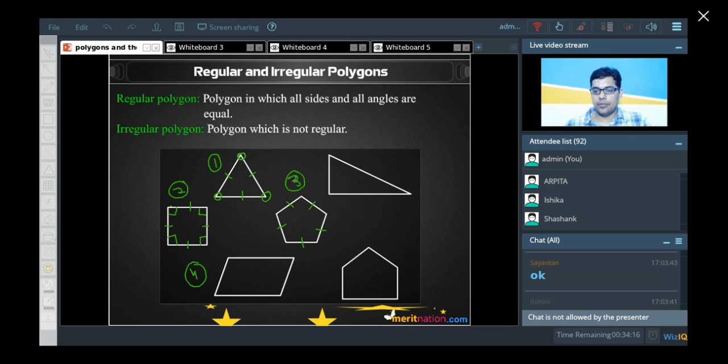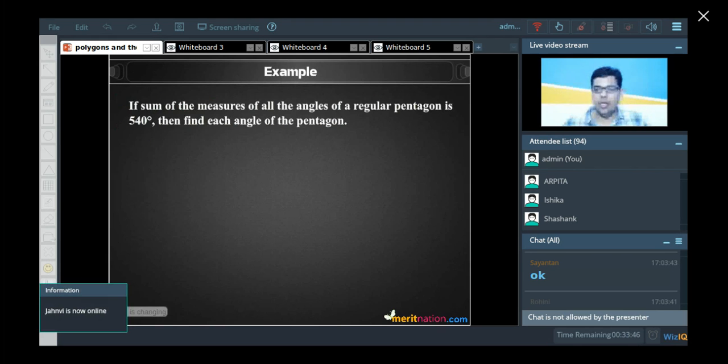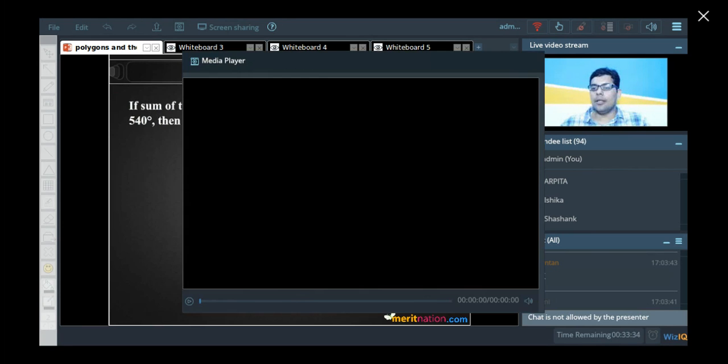Okay, Arya? Yes. So here we have now the fourth polygon. In it, not all sides are equal and not all angles are equal, so it will come under an irregular polygon. Then the polygon number 5. Again in this, not all 5 sides are equal and we can say not all angles are equal, so it is an irregular polygon. For example, if the sum of the measures of all the angles of a regular pentagon is 540 degrees, then find each angle of the pentagon.